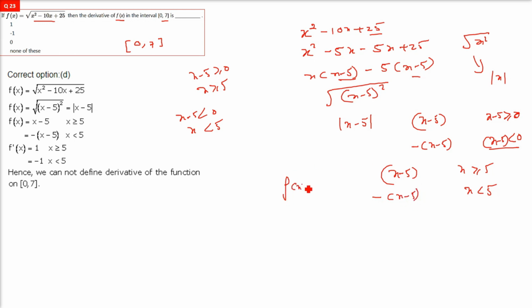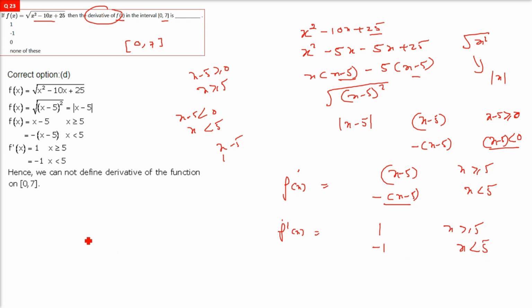Now we are interested in the derivative. So when we take the derivative, f dash x will be, what is the differentiation of x minus 5? x is 1, 5 is 0. So it will be 1, x is greater than or equal to 5. Minus (x minus 5), derivative of x minus 5 is 1, so minus 1. It will be x less than 5.